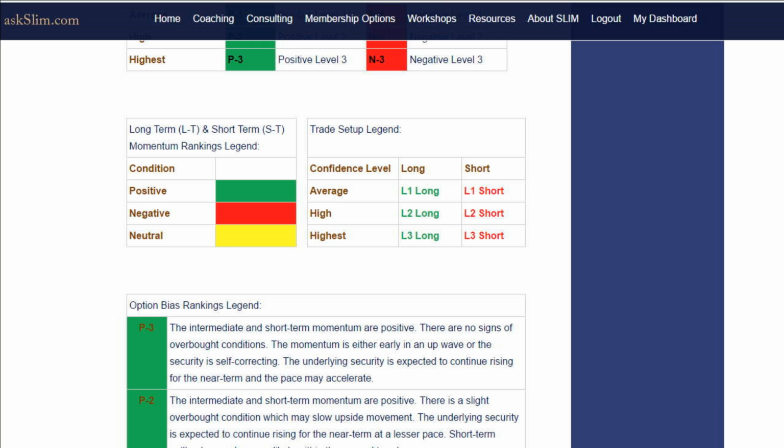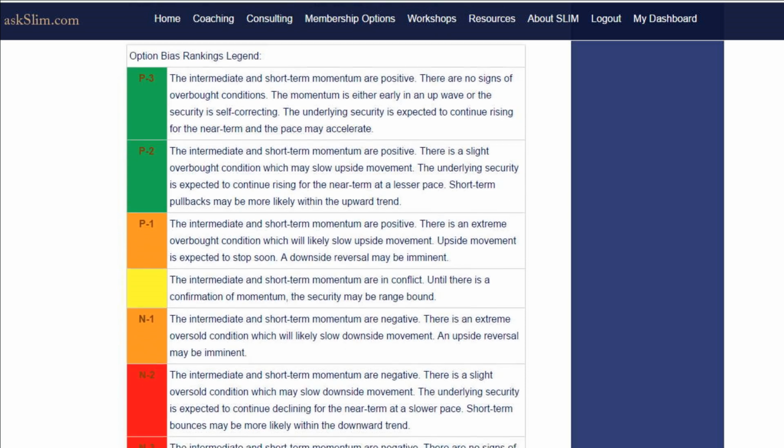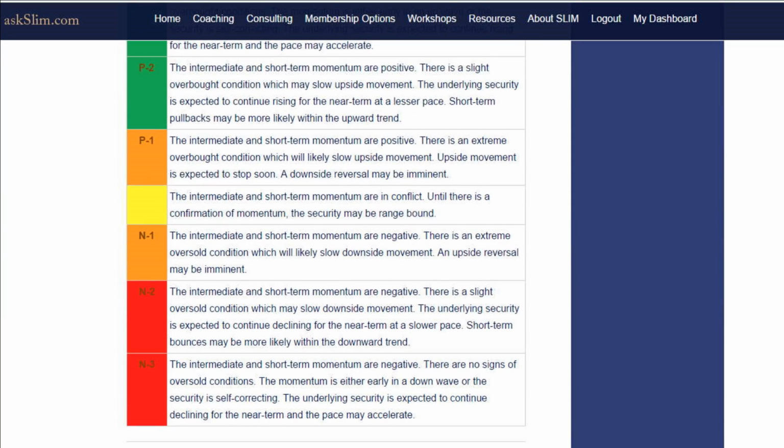So here's what I want to do now, is go into the option bias legend, and you can see that right in there, so that we can get an understanding of what this means when I go over to the table. So basically you can see it's P3 down through P1 and yellow, neutral, and the same thing N1, N2, and N3. The P1 and N1 are orange colored. The reason for this is because this is a warning that the trend is in this case positive, but there's an extreme overbought condition.